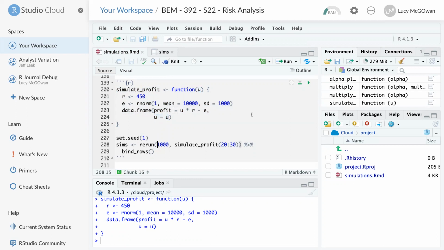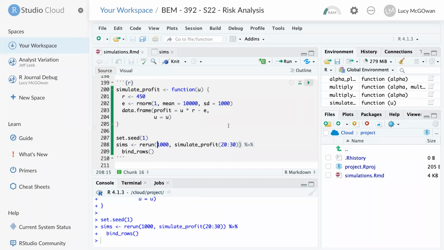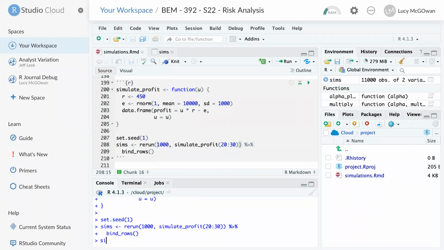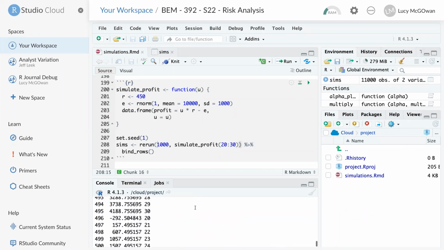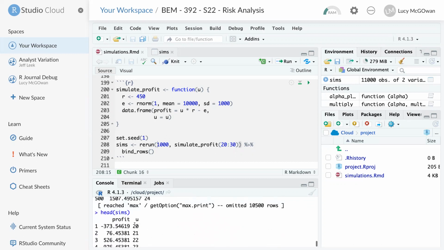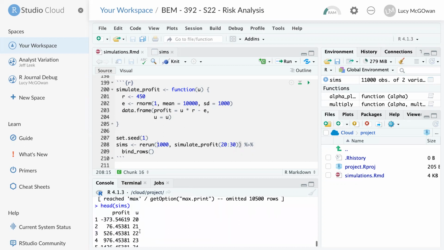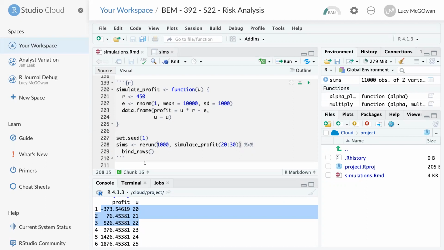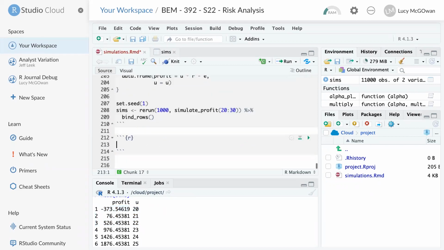And now I'm going to rerun this 1,000 times. And now I have this Sims object that has 11,000 observations. And I can see at the top of them, for each of the U values, it has the profit associated with each of the runs. So if I wanted to make a box plot of this, I'm going to use the ggplot function again. What's going to be on my x-axis?